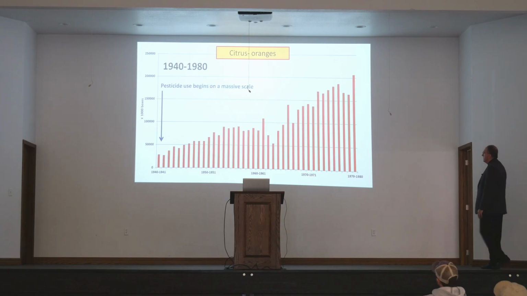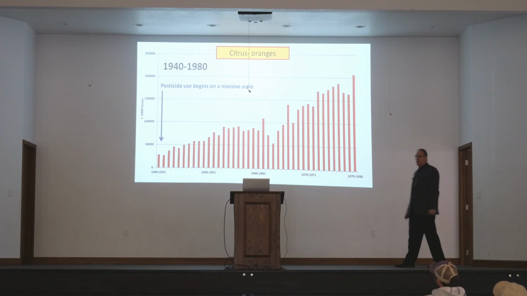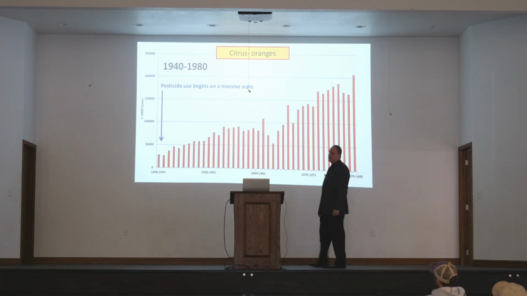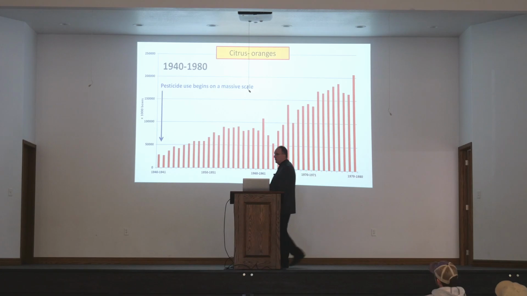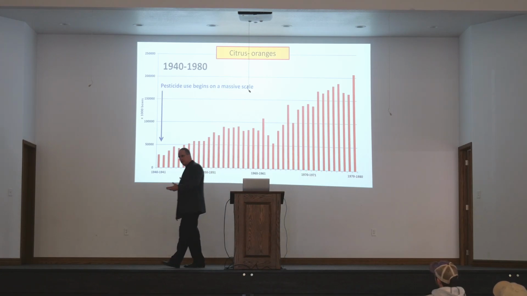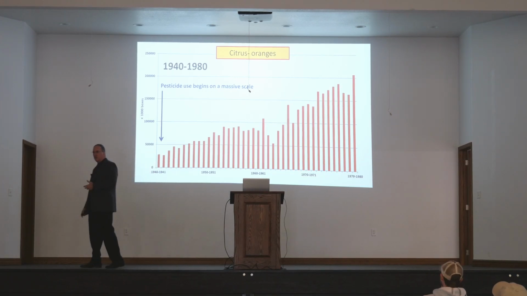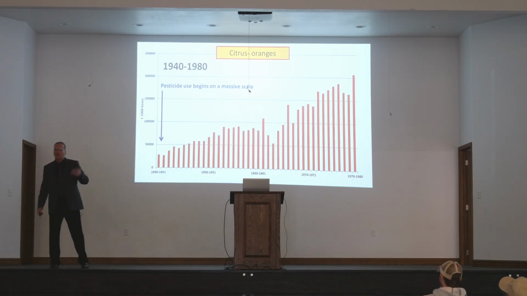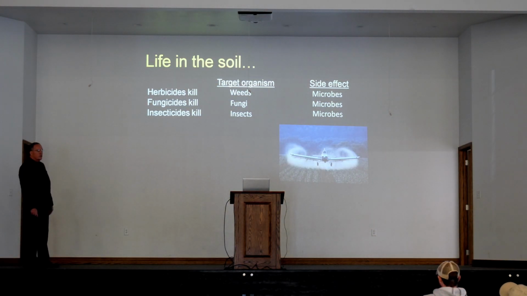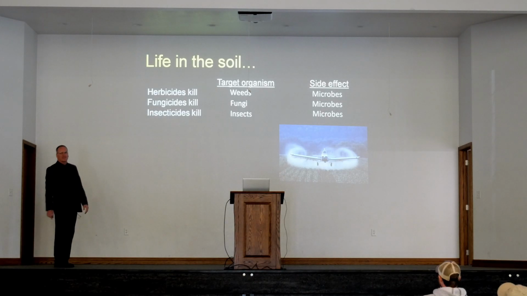For starters, pesticide use began on a massive scale in the 1940s. Why is this a big deal? Aren't we taking care of insects? Well, we're only taking care of insects if they're a problem, right? And we're only taking care of insects because they're our enemy. But if the insects are there, that means there's a problem. So when we start to use pesticides, we actually create more problems for ourselves. What kind of problems am I referring to? Well, I'm referring to the fact that herbicides kill weeds. We know that. But did you know they also kill microbes? That's the side effect.